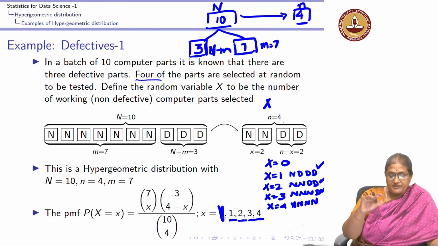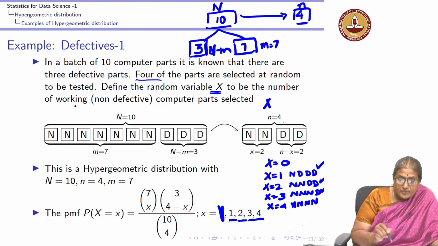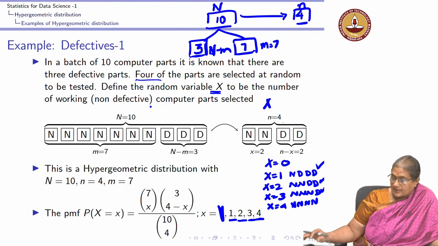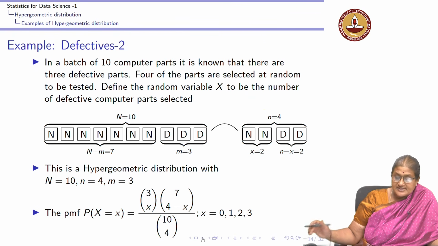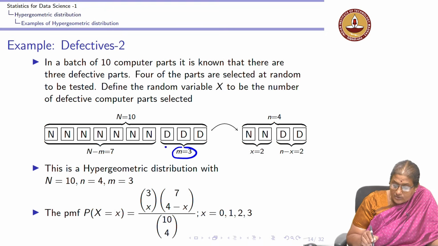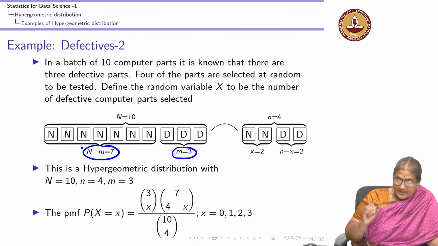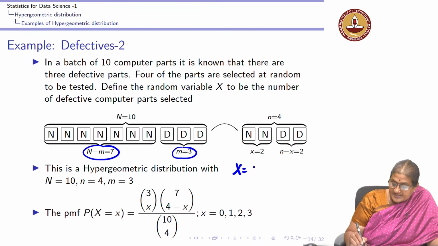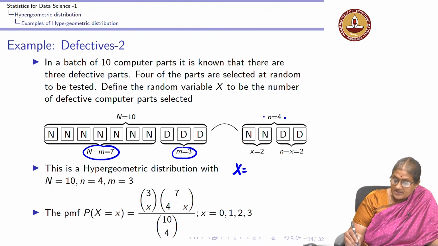Now, suppose I flip it. Instead of defining the random variable to be the number of non-defective computer parts, I ask that x is the number of defective computer parts, in which case my m is equal to 3 and n minus m is equal to 7. Again, what is x? X is the number of defective computer parts chosen in this sample.